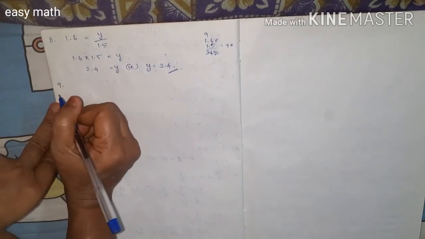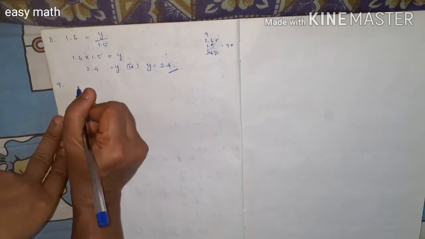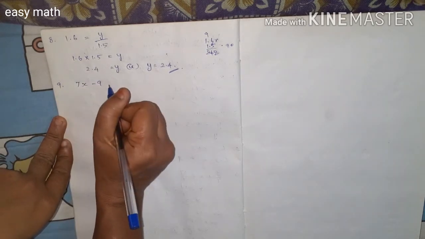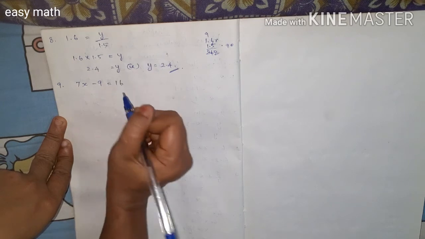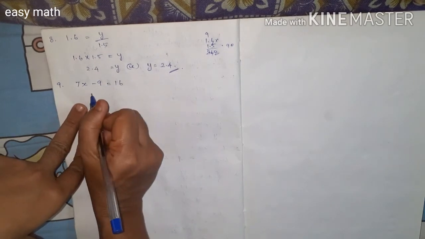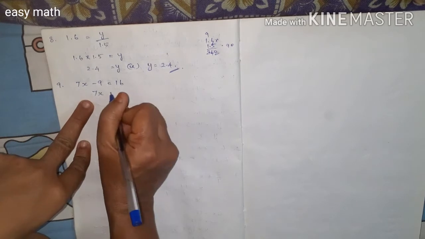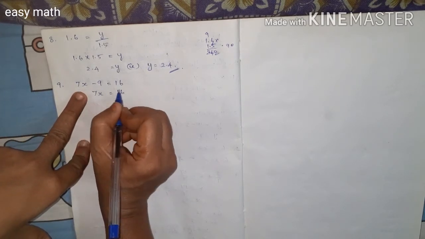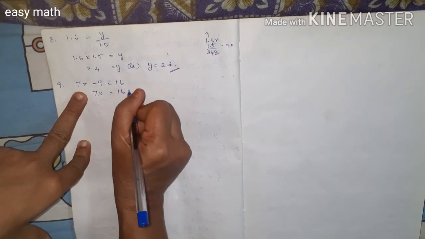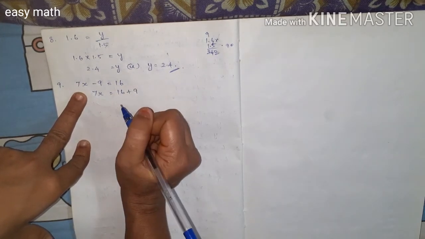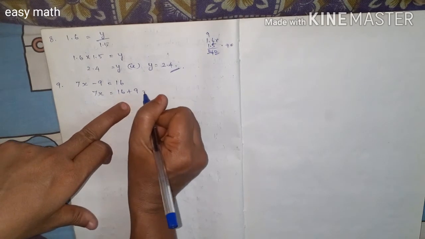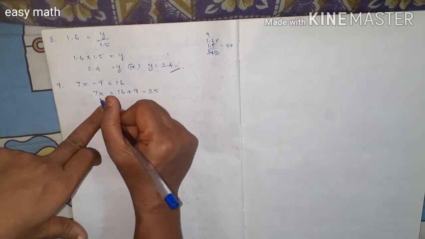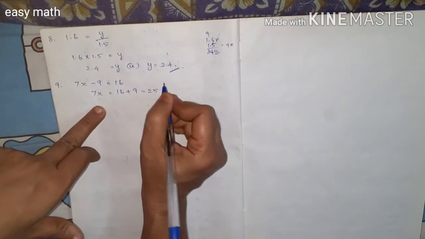Ninth sum. 7x minus 9 equal to 16. Here, 16 minus 9, when it becomes to the right hand side we write plus 9. Okay, then 16 plus 9 equal to 25. Okay, 7x equal to 25.